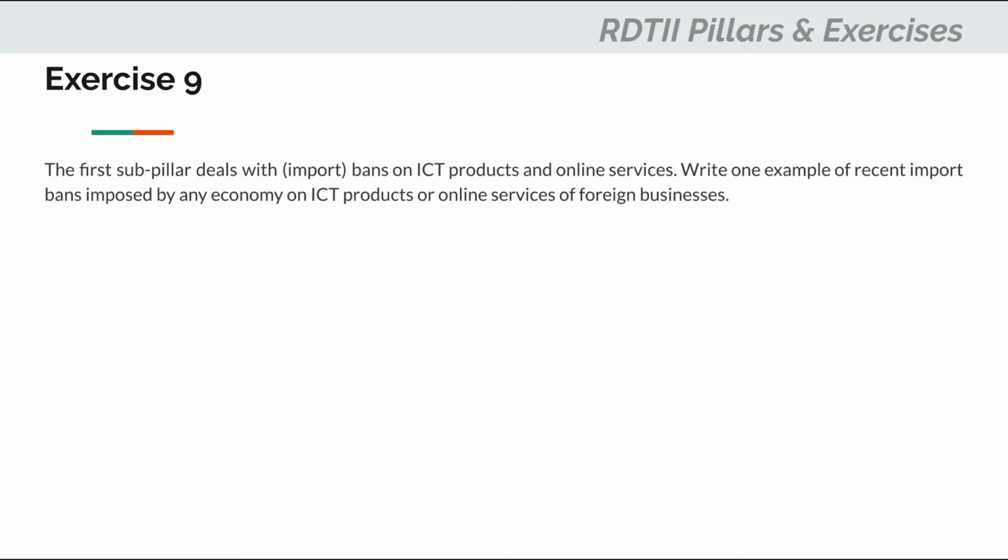Exercise for the ninth pillar. The first subpillar deals with import bans on ICT products and online services. Write one example of recent import bans imposed by any economy on ICT products or online services of foreign businesses.